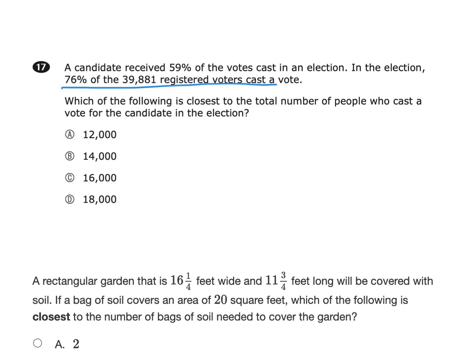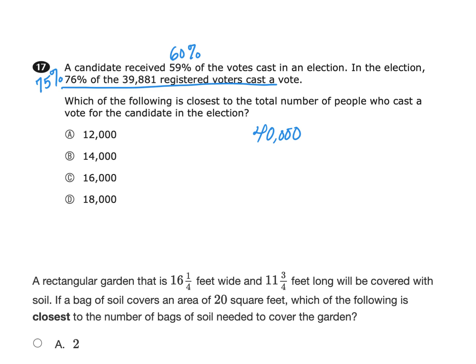Okay? So now, that 59%, obviously, we're going to round that to 60. 76%, I'm going to round that to 75, and I'm going to show you why in just a minute. And then 39,881, I can round to 40,000. Okay, so first, again, we need to find 75% of 40,000.